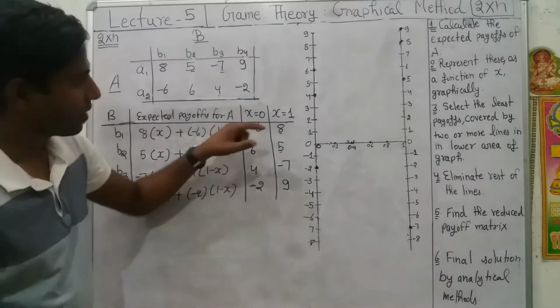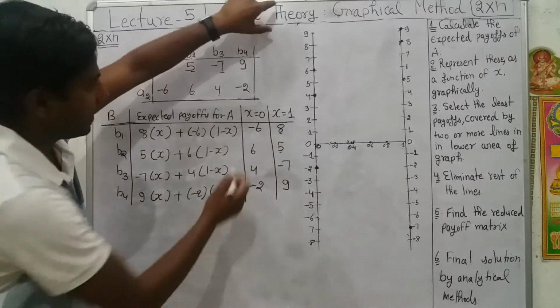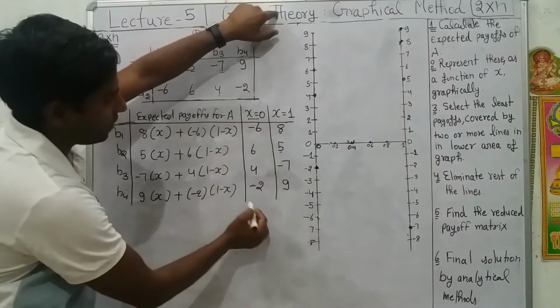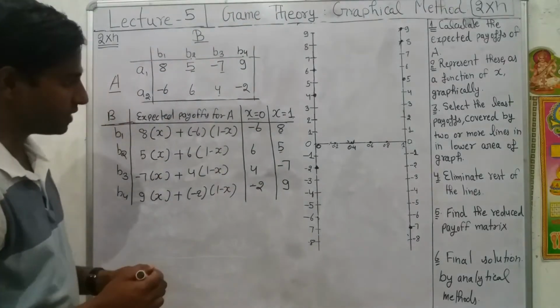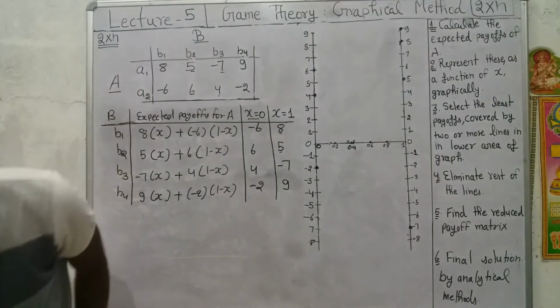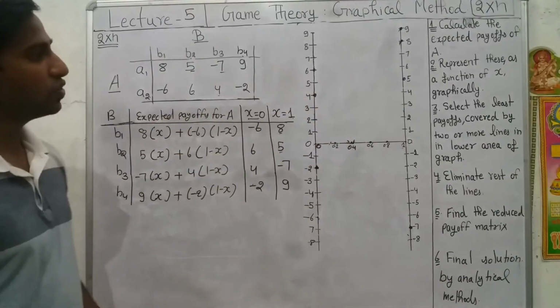And on this line x is equal to 0. So when x is equal to 0, all the payoff values would be represented on this line. So with this information, let's draw these expected payoffs between these two vertical lines.